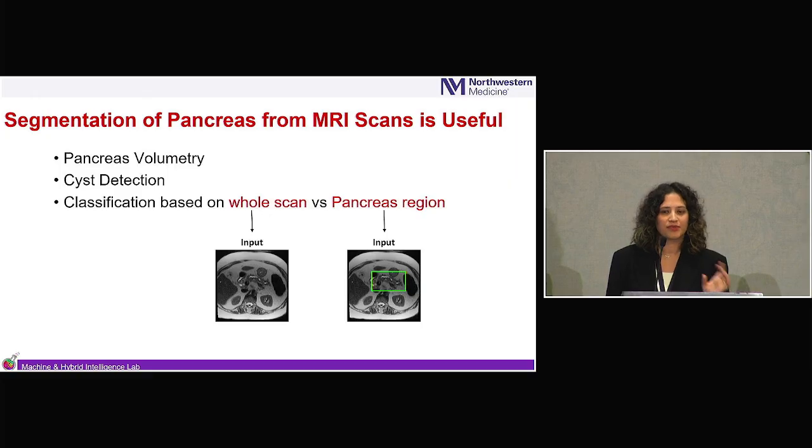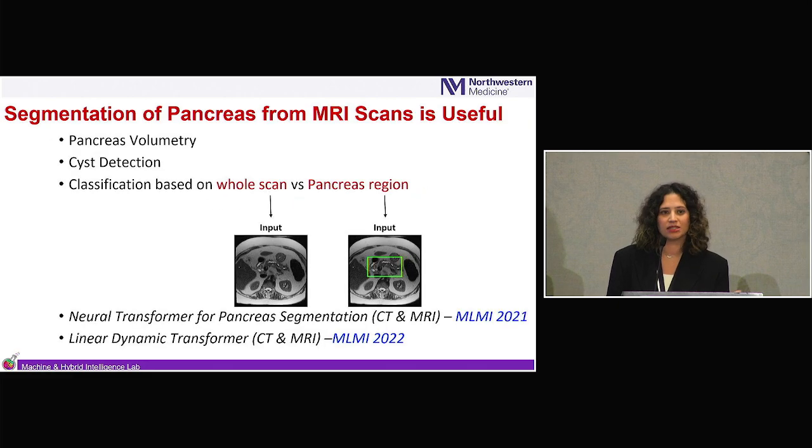And we give the volumetry, and we also segment the cysts and extract them from the volumetry, and we can do the classification. Classification could be based on the whole scan versus the pancreas region. When we narrow down to the pancreas region, we have better accuracy in the predictions.